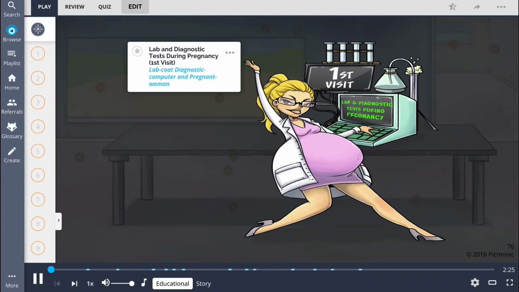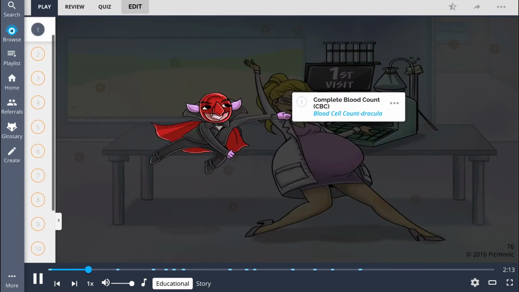This Picmonic is the first of our series describing the lab and diagnostic tests done during pregnancy. And here we explain what is done during the first visit, illustrated as the lab coat diagnostic computer and the pregnant woman. Any dyscrasias are teased out with the CBC, or complete blood count, shown as the blood cell count Dracula, and this also helps establish a patient's blood count baseline.